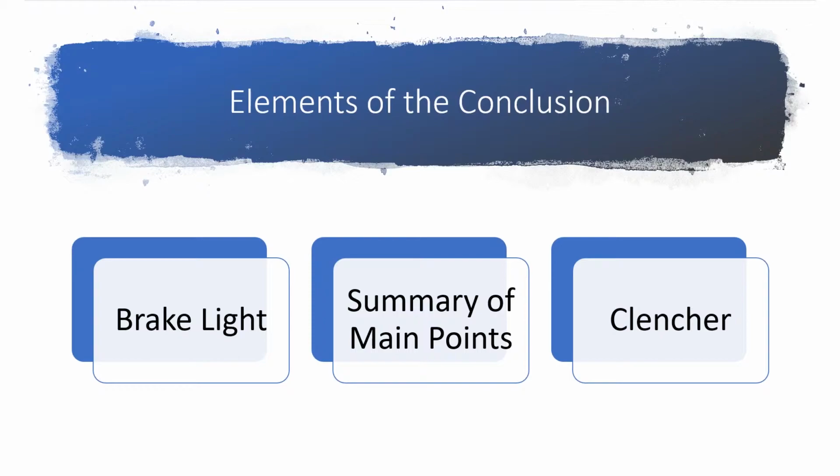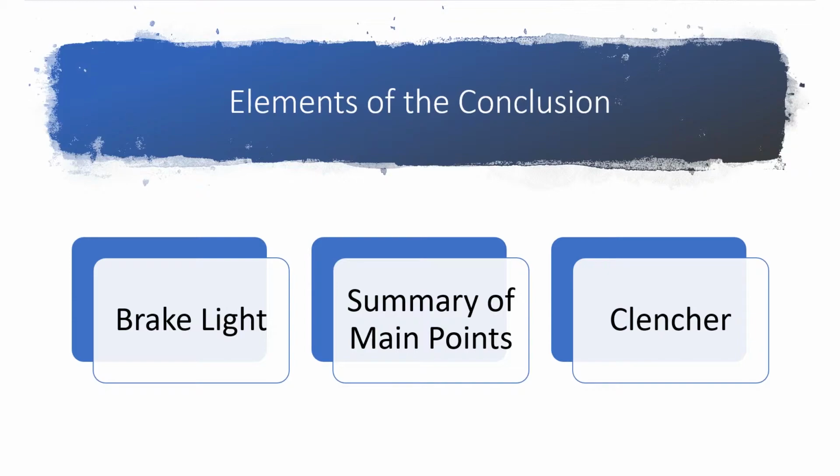The first thing you should do in the conclusion is indicate that you're bringing the speech to a close, and that's called the break light. So it could be something like, in conclusion, or it can be something like, now that we've covered the 3 causes of global warming, now that we've created this wonderful chocolate chip cookie. It's a break light. It's some kind of statement that says, my speech is getting ready to end. So that's the first element of the conclusion.